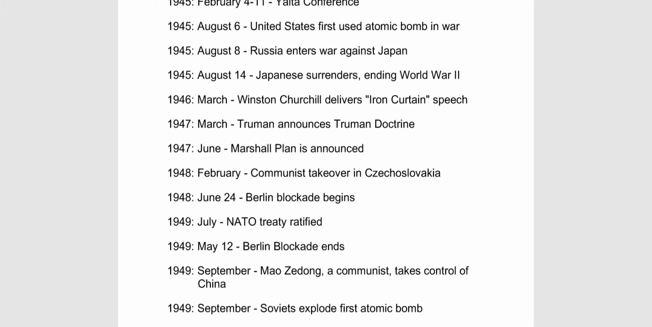In 1946, Winston Churchill delivered his Iron Curtain speech. And that was a big statement about the containment of communism and how the United States must protect the ideals and freedoms that it stands for. Truman announced the Truman Doctrine in 1947, and that was the United States' doctrine of containing communism and protecting capitalism and business interests of the United States abroad.